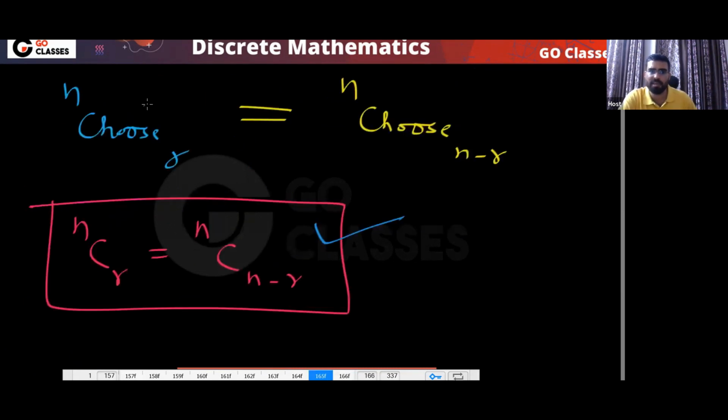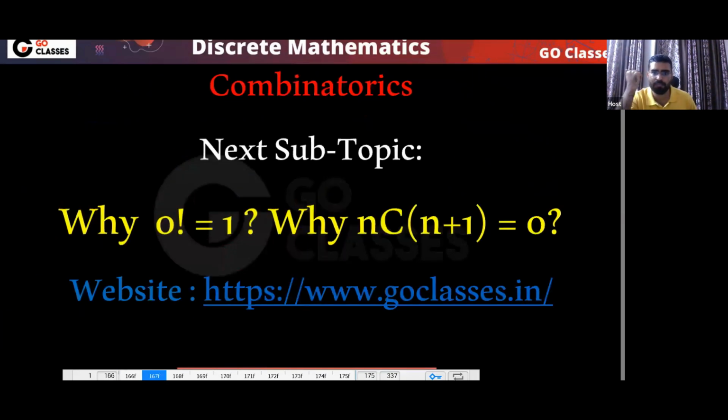NCR is equal to NCN minus R, because here you are choosing R elements, and here you are rejecting the R elements. Selecting R elements is exactly same as rejecting N minus R elements. So both are same. And why 0 factorial is 1?